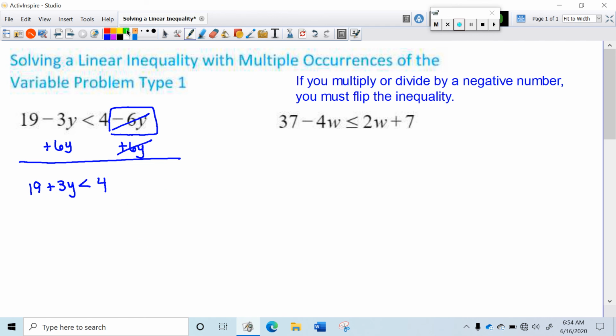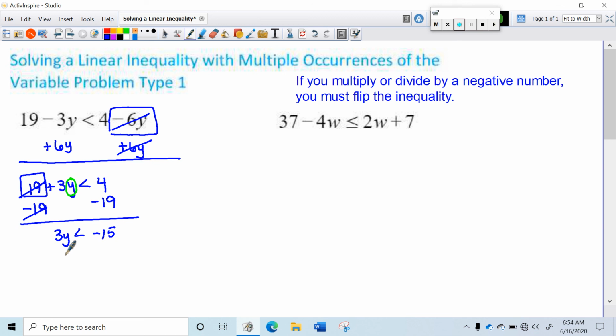Now remember, your ultimate goal is to get the variable by itself. So the next thing I need to deal with is this +19 here. I got to get it over. So the opposite of +19 is -19. So I'm going to subtract 19 from both sides. Opposites cancel. Bring down the 3y. Bring down the less than. 4 take away 19 is a -15.